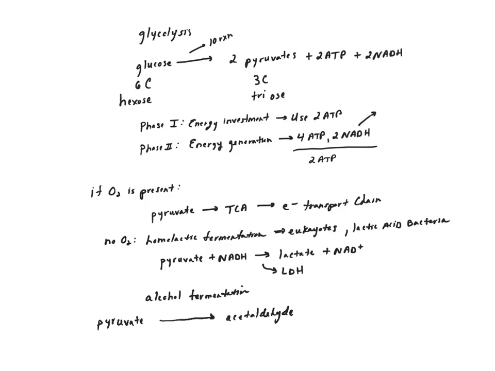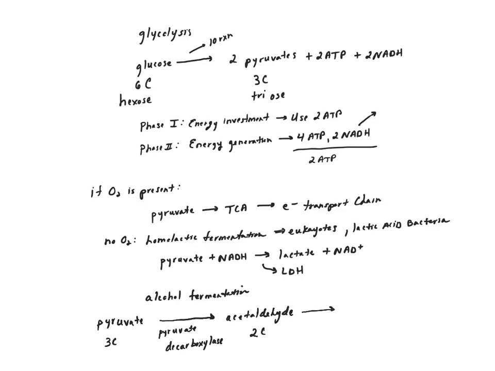So pyruvate is first converted to acetaldehyde, okay? This is done via the enzyme pyruvate decarboxylase. So it's a decarboxylation reaction. Again, pyruvate was a 3-carbon sugar. Acetaldehyde is only a 2-carbon sugar. So we have decarboxylated it, taken off a carboxylate group.